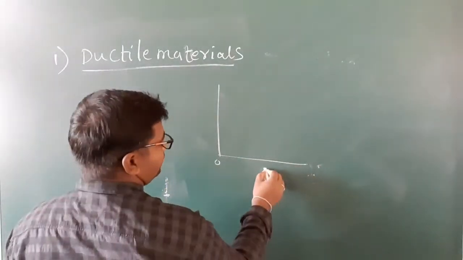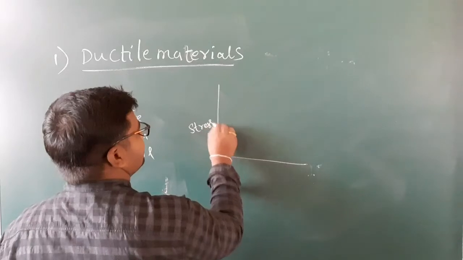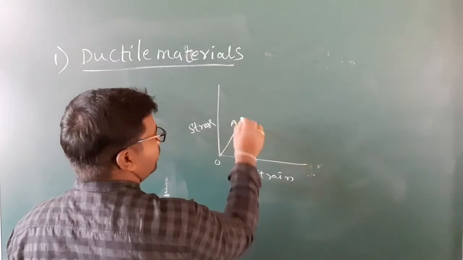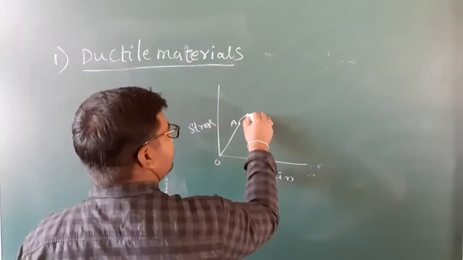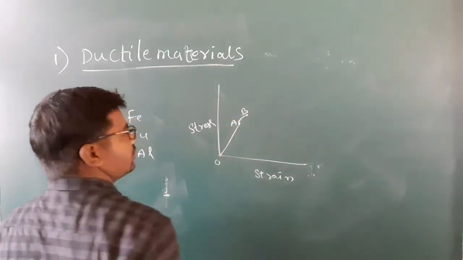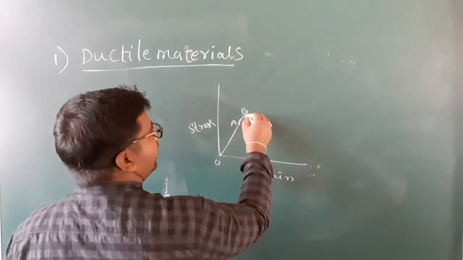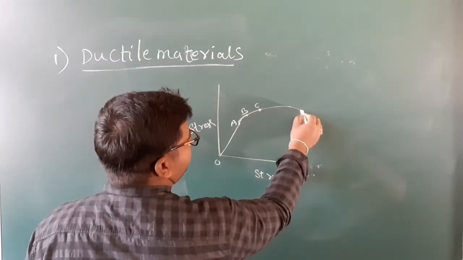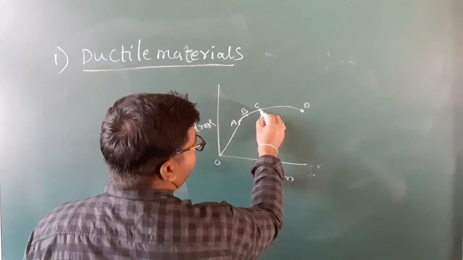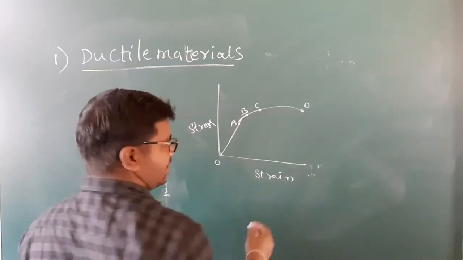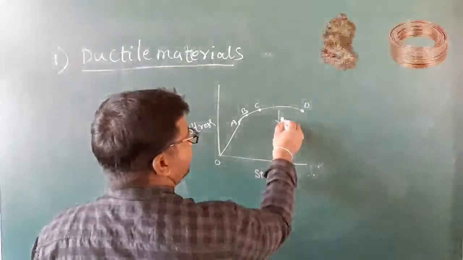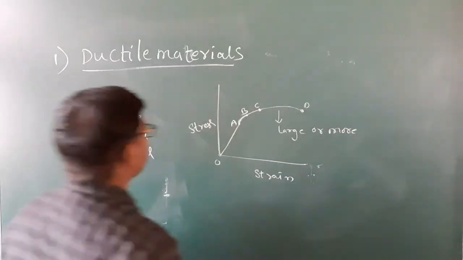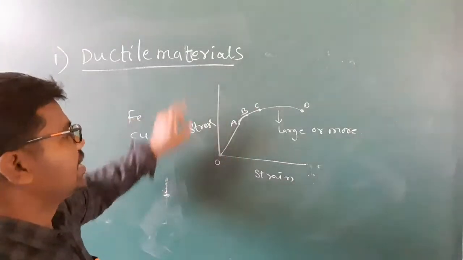We can observe this type of material's graph. This is the origin, this is stress, this is strain. We know that O to A is the proportional limit, A to B is the elastic limit, and B to C is the permanent set. From C to D, if the value C to D is large or more, we can say ductile materials.